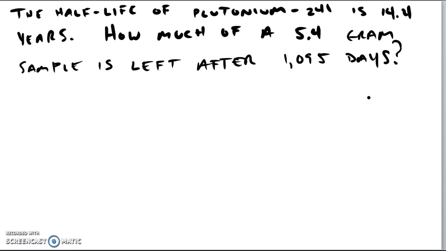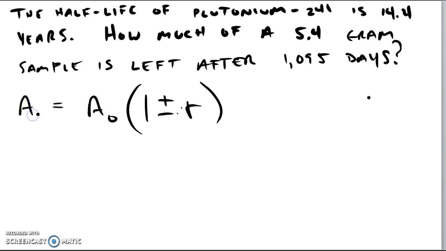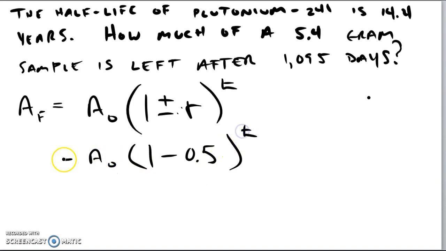We're going to use the half-life of plutonium-241. Half-life is the amount of time it takes for something to decay to where you have half the original amount, and it is 14.4 years. So you're going to use this equation where you have 1 plus or minus the rate, and we are going to multiply that by the original, and we're going to get the final, and we're going to raise this to the t power. Okay, so we're going to use 1 minus the half-life, 0.5. We've got the original, and we're going to do it to the t power, and we have 0.5 left after.